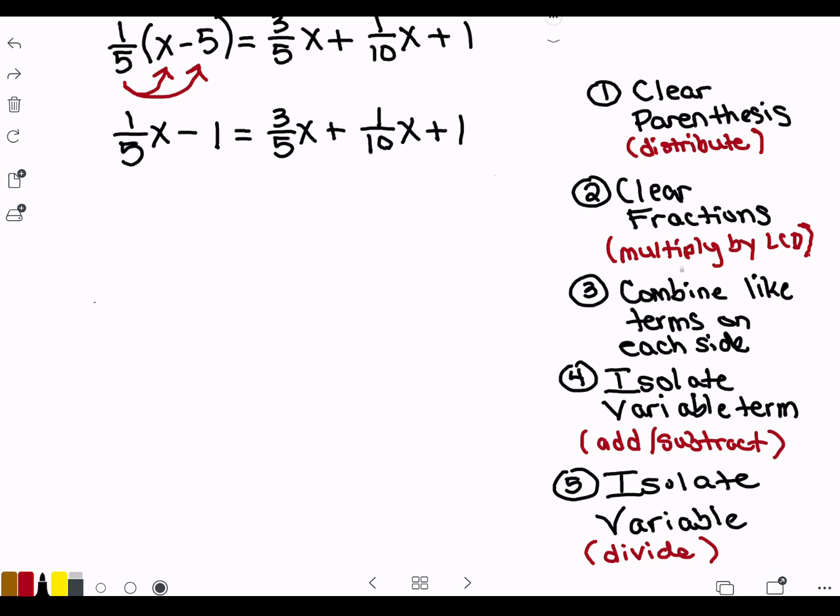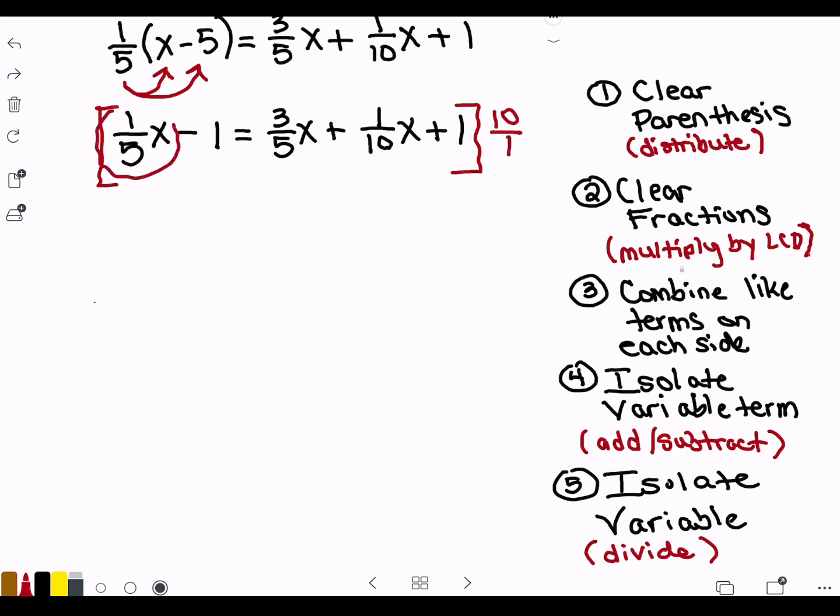Now I need to clear the equation of fractions. I need to figure out what my LCD is going to be. In this case, if you look at all the fractions, the highest number is 10, and that's going to be your LCD because 5 goes into 10. So I'm going to multiply everything by the LCD of 10 and see what I get.